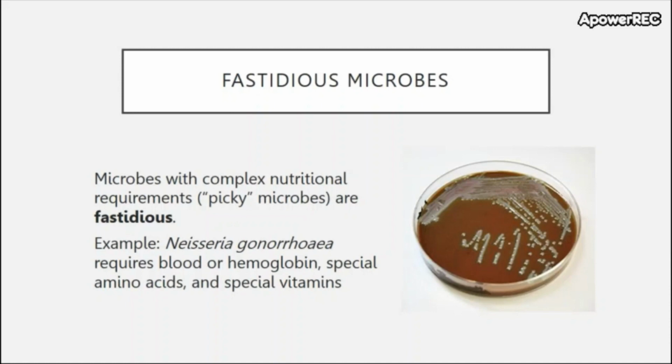Some organisms are fastidious, meaning they are picky in their nutritional requirements. An example of this would be Neisseria gonorrhea, which requires blood or hemoglobin that has special amino acids and special vitamins in order to grow. In fact, most organisms are so fastidious they can't even be grown in the lab. If you remember back to, I believe it's our first lecture, we covered that over 99% of microbes are non-culturable.